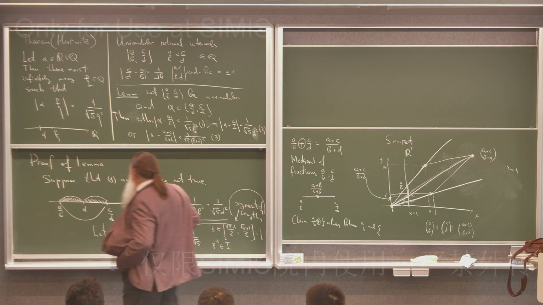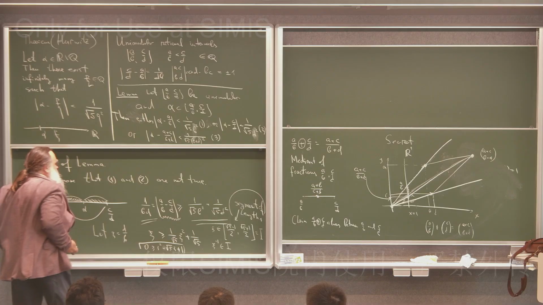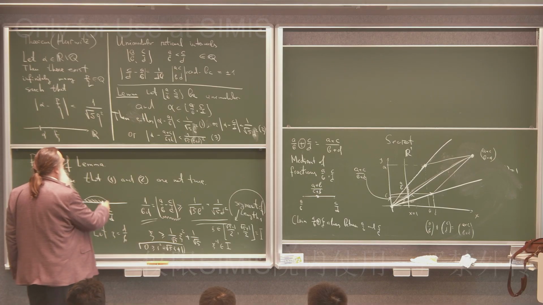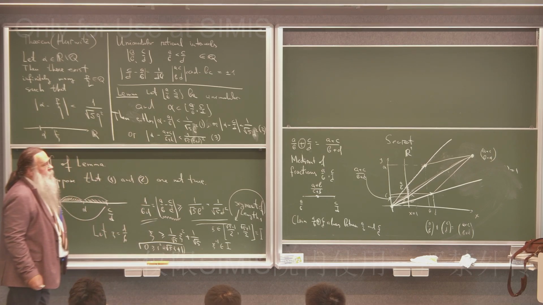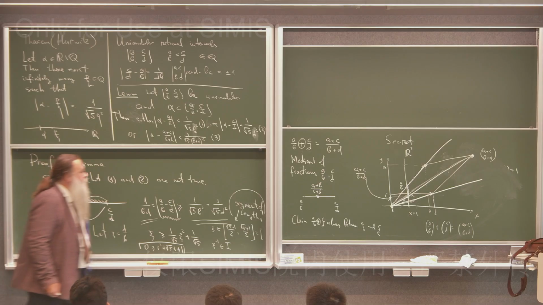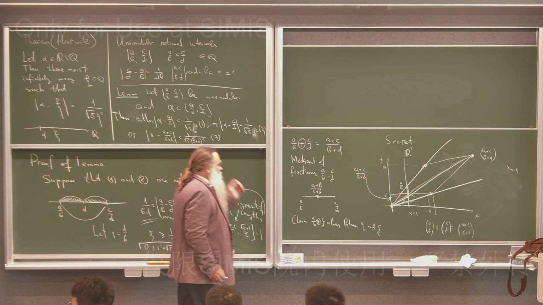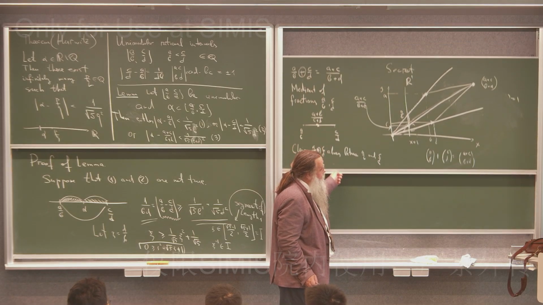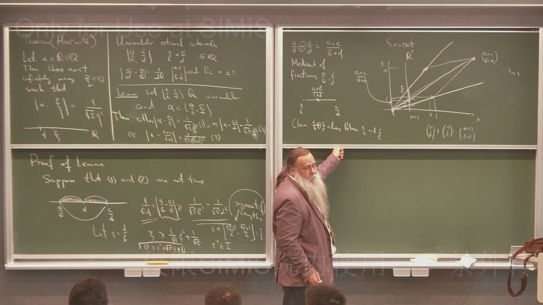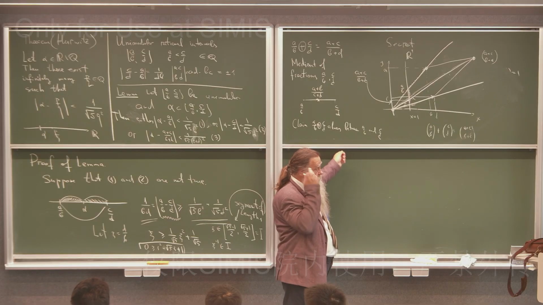So what have we supposed? We supposed that 1 and 2 both are not true. But we need to prove that either 1 happens, or 2 happens, or 3 happens. Okay. Well.